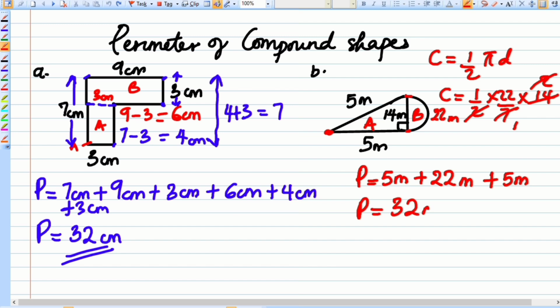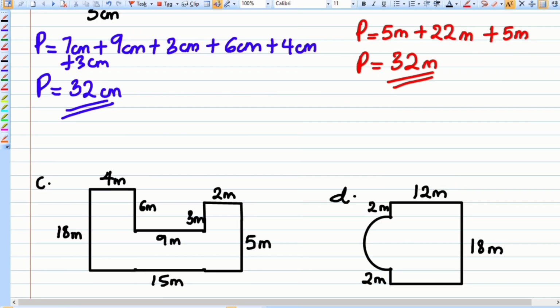That's 32 meter. So what I want you to draw attention to is that we don't add the internal dimensions. Perimeter is the external dimensions, right? The distance measured externally round a shape. So please don't be tempted to add the dimensions inside. Okay, let's go over to the next question.